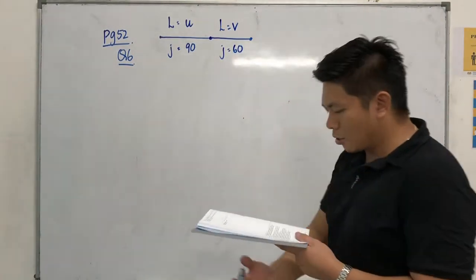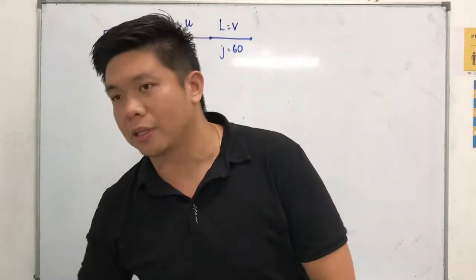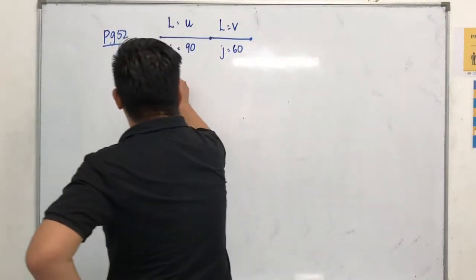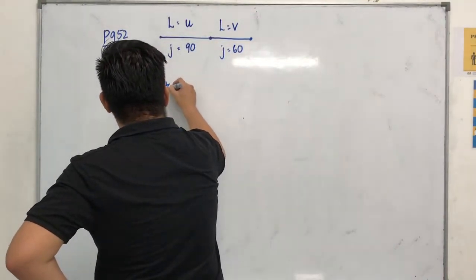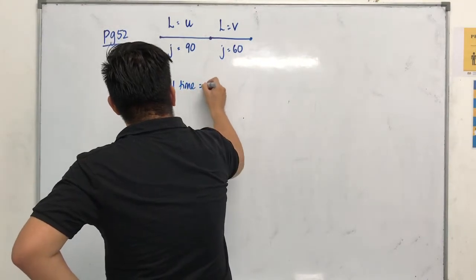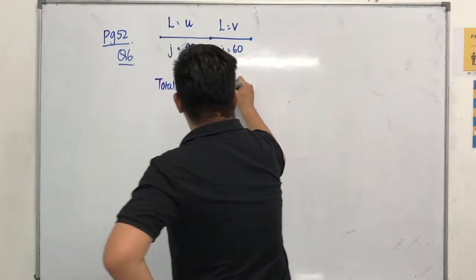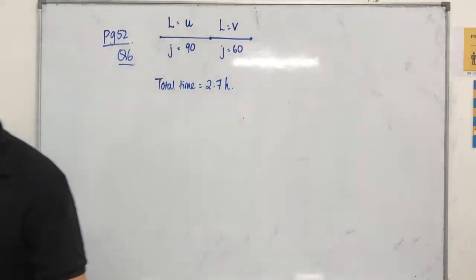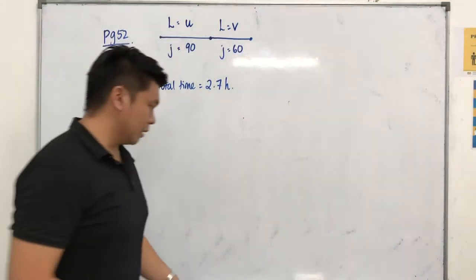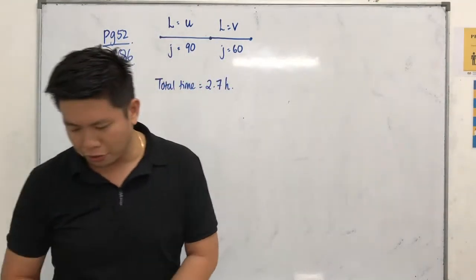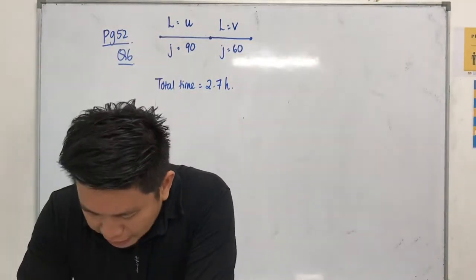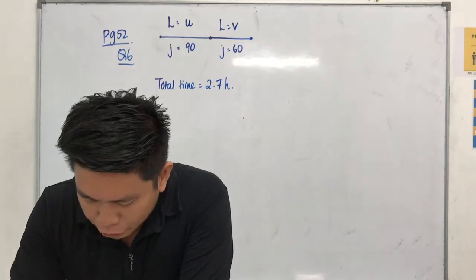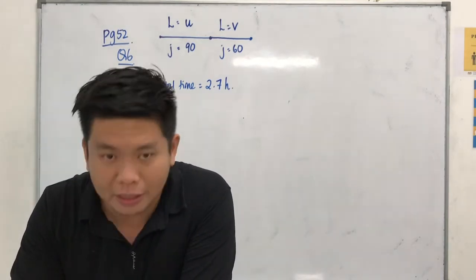So the question says the total time taken for your journey is 2.7 hours. So maksudnya total time ataupun jumlah masa is equals to 2.7 hours, right? So what are the equations that you can make by just looking at this few information, right? Firstly, soalan A, dia cakap show that 200u plus 300v is equals to 9uv.